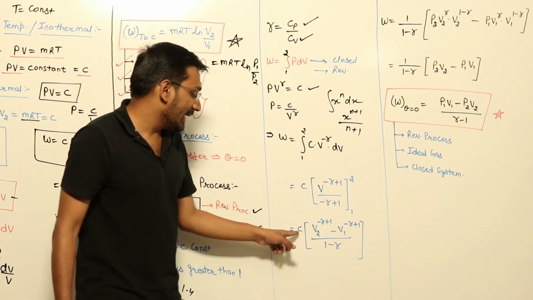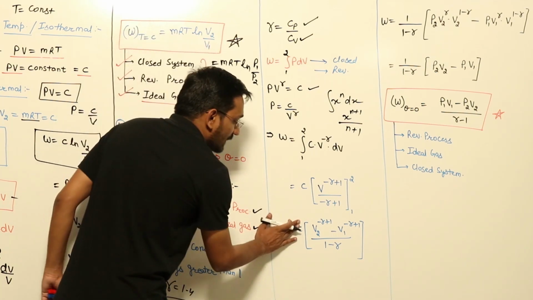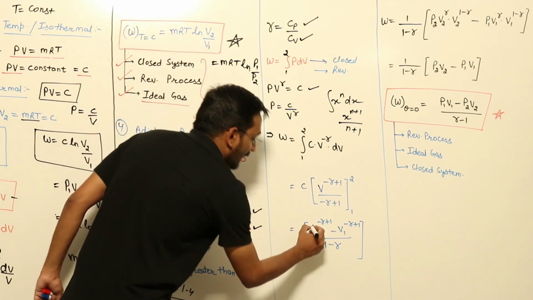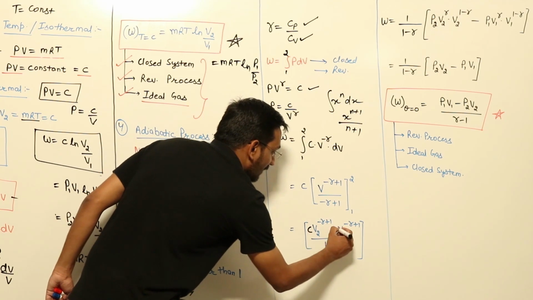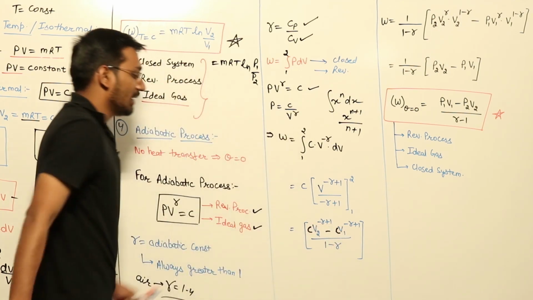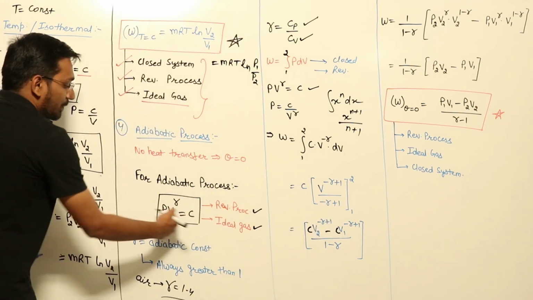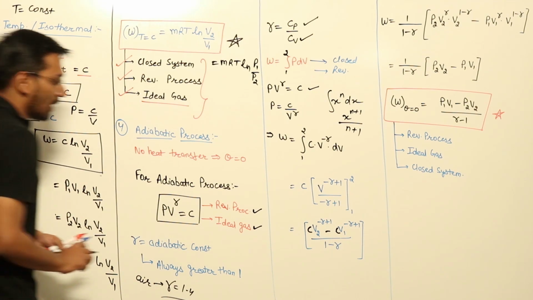Now I take C inside. Now I divide this equation with C. Now I am taking C inside. I am multiplying these two with C. Suppose this is the case. I am taking C inside. And what is C? C is PV raised to power gamma is equal to constant.